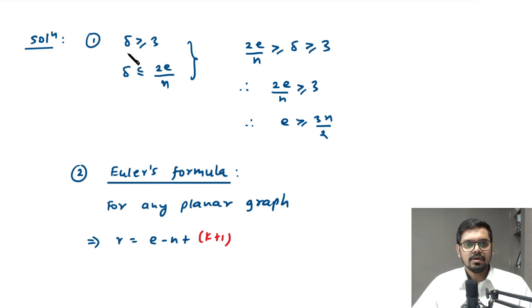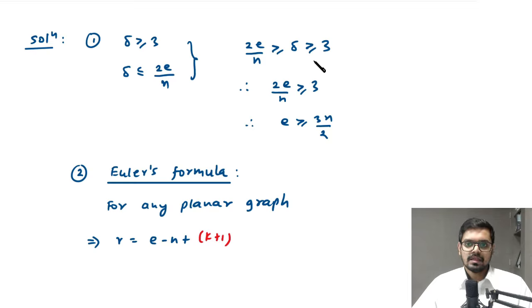So the given data was delta is greater than or equal to 3. As per our theorem, delta is less than or equal to 2E by N. So can I say 2E by N is greater than or equal to delta, and delta is greater than or equal to 3? Just connect here. This is what you will get: 2E by N is greater than or equal to delta, and then delta is greater than or equal to 3.